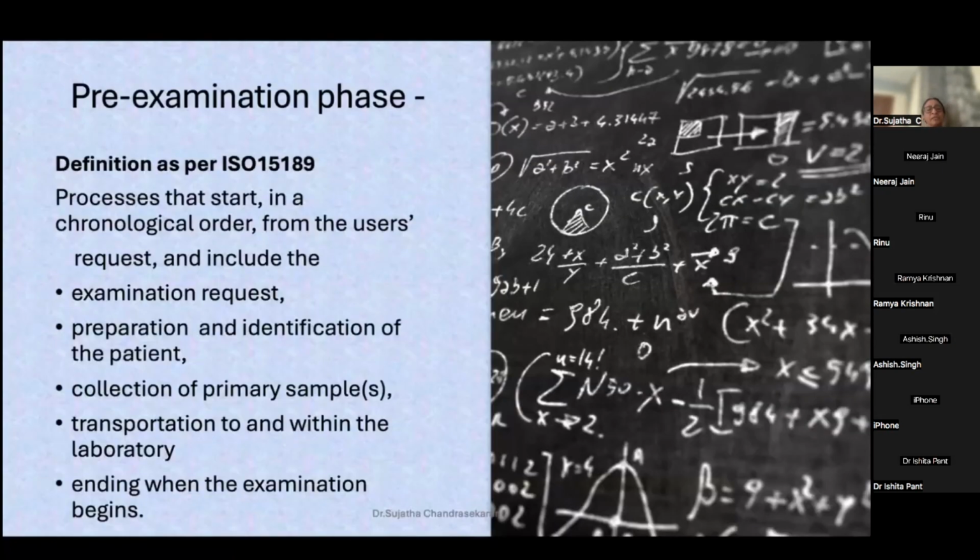The first definition, as it goes in the 15189: the process that starts in the chronological order from the user's request and ends when the examination begins. In between, what are the activities sequentially? One is the examination request, preparation and identification of the patient, collection of primary samples, transportation to and within the lab, depending upon the type of laboratory, and it ends with the time the test starts.